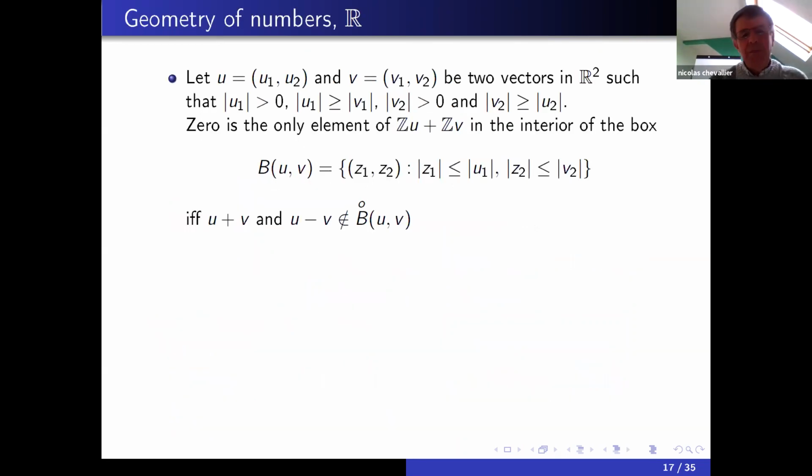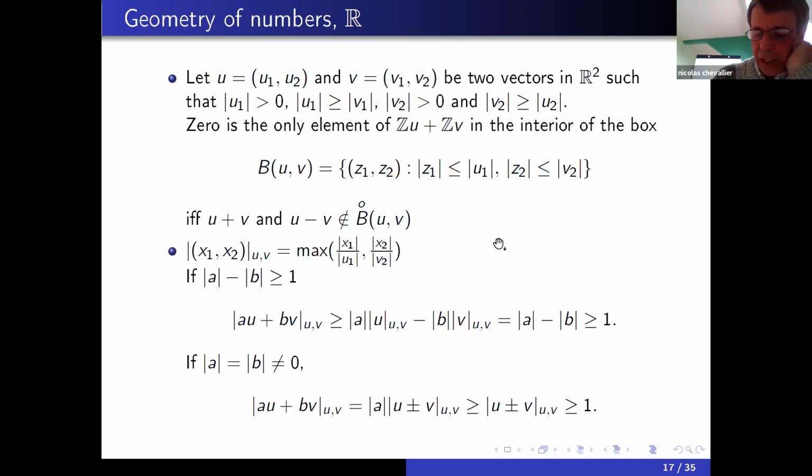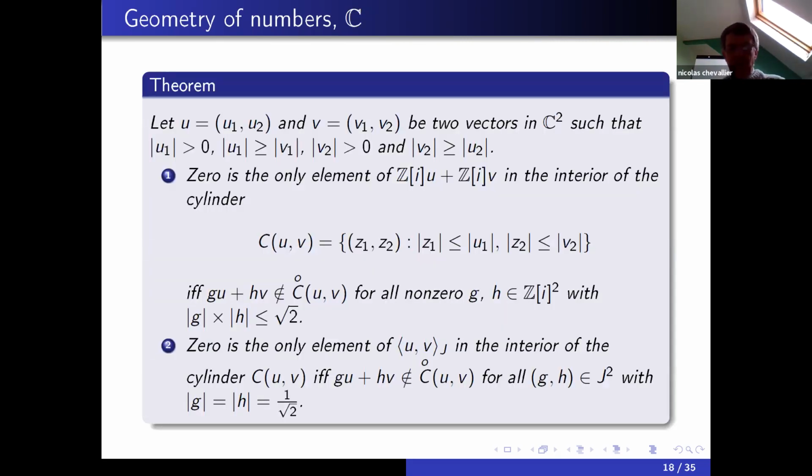Now, before going to the main theorem, I must hurry. So I skip this. It was just a real case. It was obvious. I skip this. The main theorem is the following one.